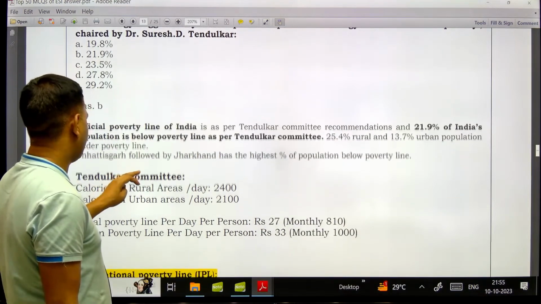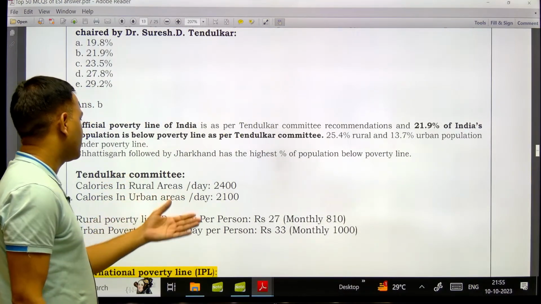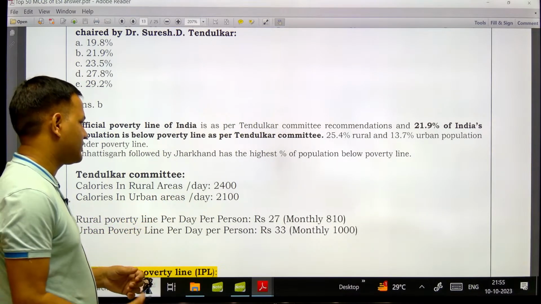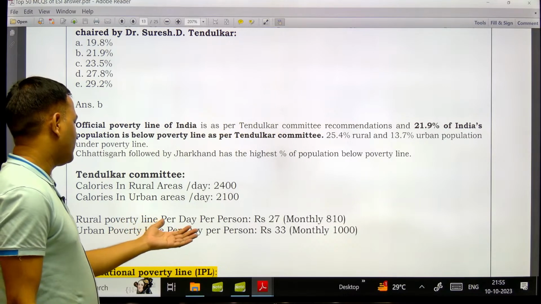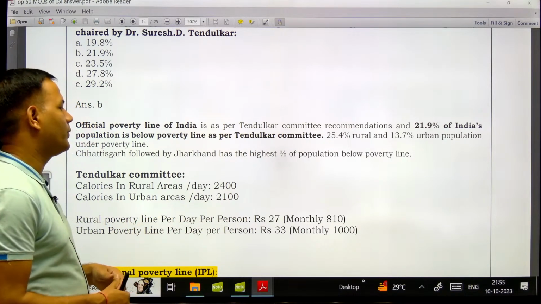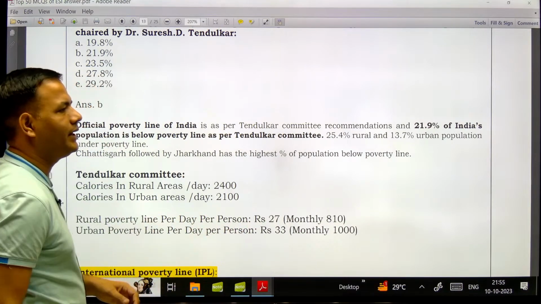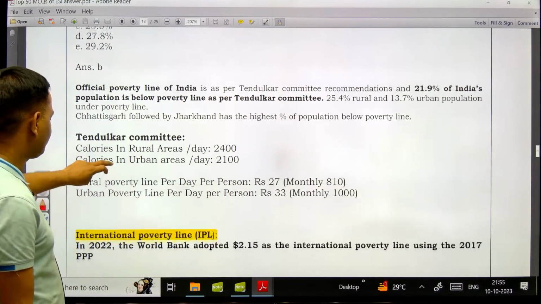The Tendulkar committee gave the following recommendations: calories per day 2400 in rural areas, and in urban areas it was 2100. The rural poverty line was 27 rupees per person per day and 33 rupees per day for the urban areas. These were the poverty lines.